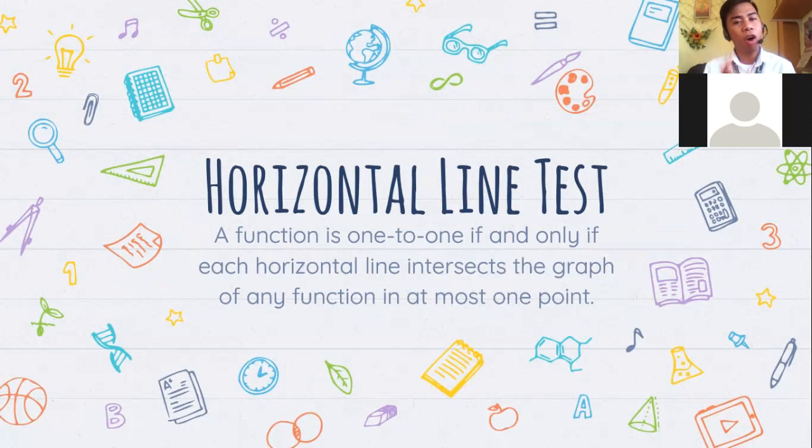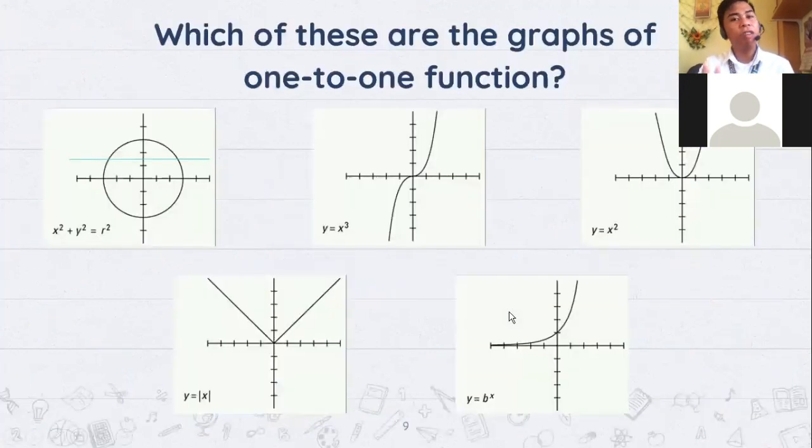Actually, same sila ng concept ni vertical line test. Pero saan natin ginagamit si vertical line test? It is to determine kung ang binigay na graph ay function or not. Sa horizontal line test naman po, ginagamit po siya to determine if the function or an equation is one-to-one. Okay? So I have here graphs. Which of the following graphs are one-to-one or is a one-to-one function?